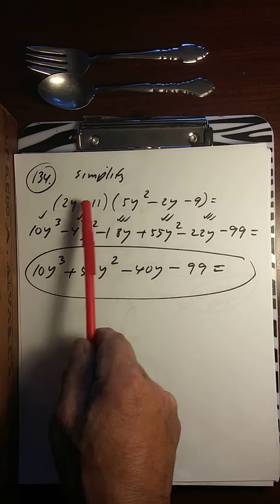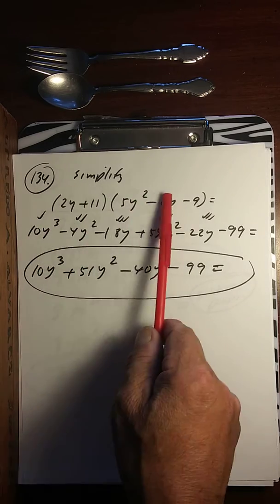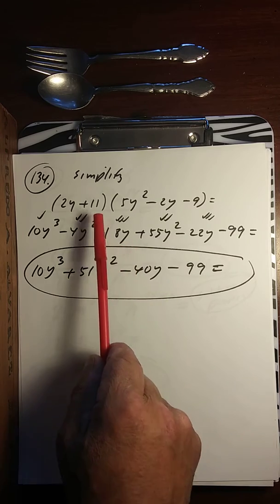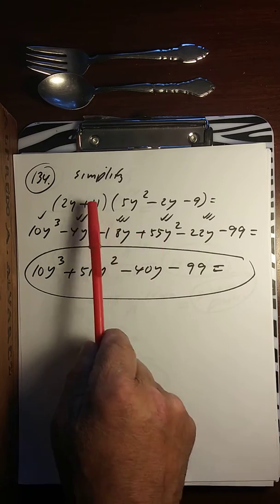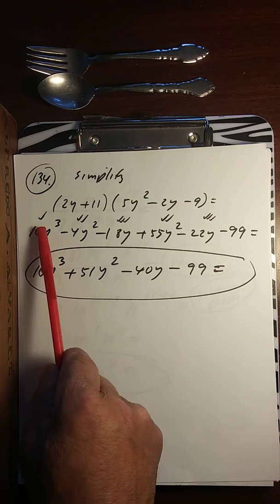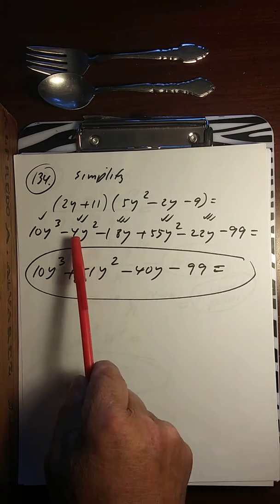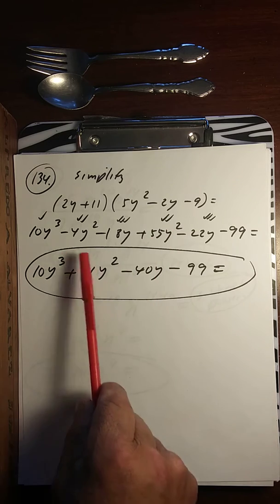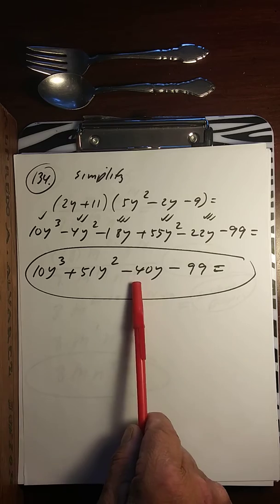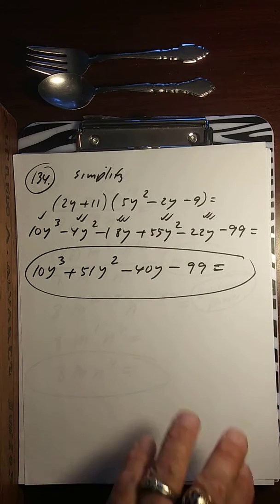Another one. First is 10y cubed. That turns out is going to be negative 4y squared. That one turns out one is going to be negative 18y. Now 11 times that, 55y squared. 11 times that, negative 22y. 11 times that, negative 99. So 10y cubed, put it down. Squares and squares is going to be plus 51y squared, and then the y's and the y's is going to give you negative 40y minus 99.